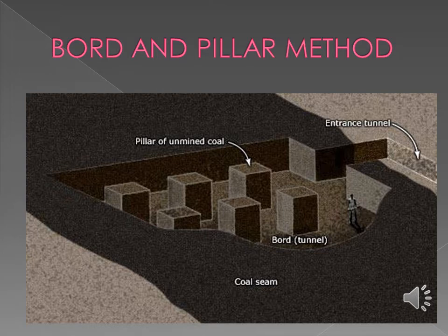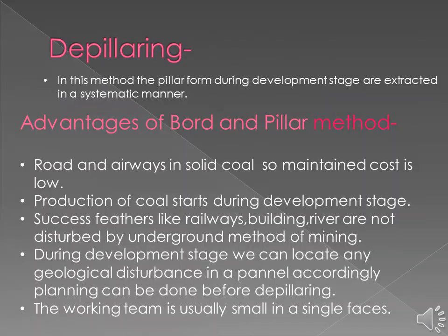In the board and pillar method image, you see the pillar of unmined coal, the entrance of the tunnel, the board tunnel, and the virgin coal seam. Next, after the development stage comes depillaring. In this method the pillars formed during the development stage are extracted in a systematic manner. It means first we develop the pillars.